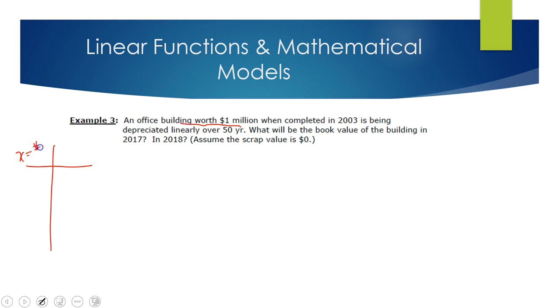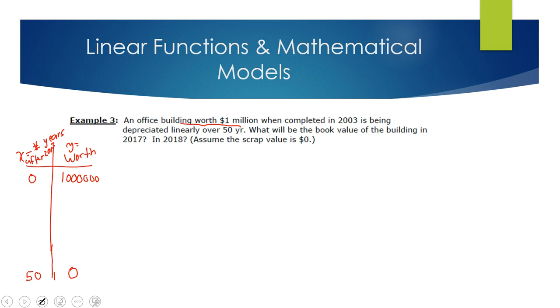So we could say, X equals the number of years after 2003, and the worth of the building is my Y. So in 2003, which means there are no years past 2003, I'm at 1 million. It says it's depreciating linearly over 50 years, which basically means at year 50, we expect this building to be worth nothing. So we want to figure out what the depreciation would be. What's the rate going on here?